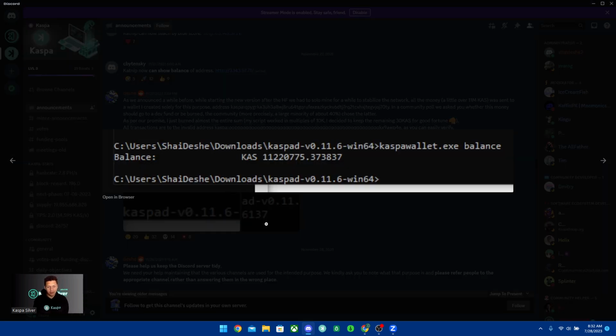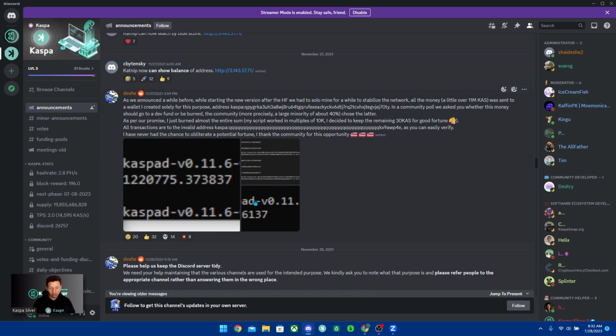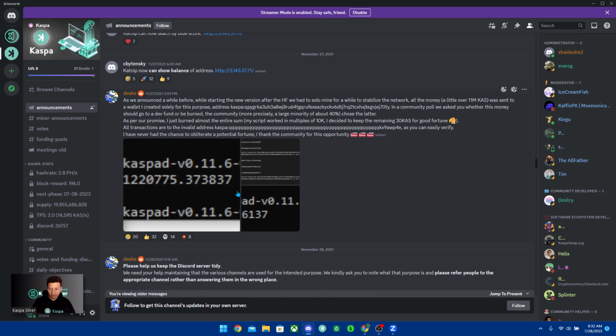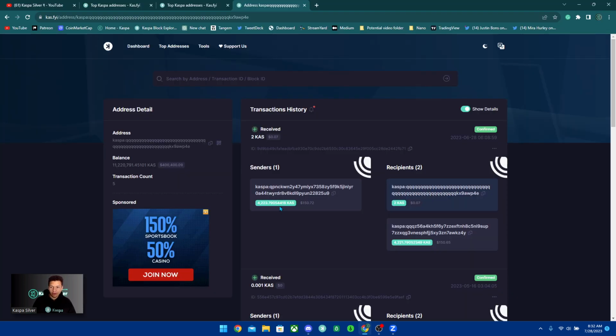So this was back when they implemented the hard fork. Shy had to solo mine to keep the network stable and secure. All that Kaspa he was making basically alone, it would be very unfair if he were to keep it, because he was pretty much one of the only people mining to stabilize the network. So he decided to make it open and transparent that all the funds coming from that mining were going to a certain address. Eventually he had the community vote whether they should burn it or use it for the dev fund. And the community voted to burn all this Kaspa.